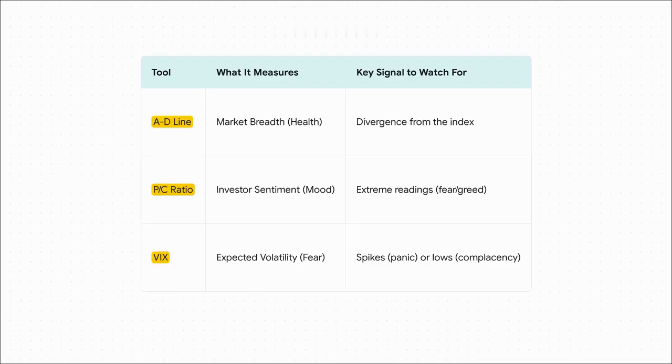And this is a perfect summary of our toolkit, right? You've got the AD line, checking the market's physical health. We're watching for divergence. Then you've got the PC ratio, reading the psychological mood. We're looking for those emotional extremes. And finally, the VIX, measuring raw fear. We're watching for those spikes of panic or those lulls of complacency. When you put them all together, you've got a really powerful diagnostic system.